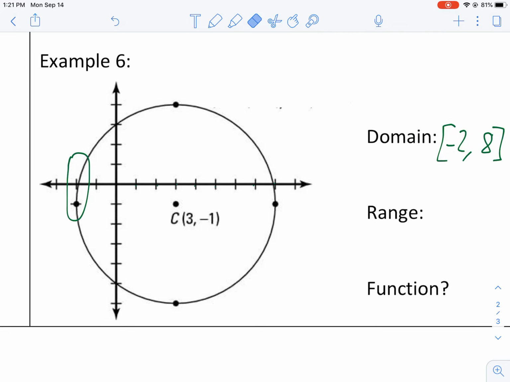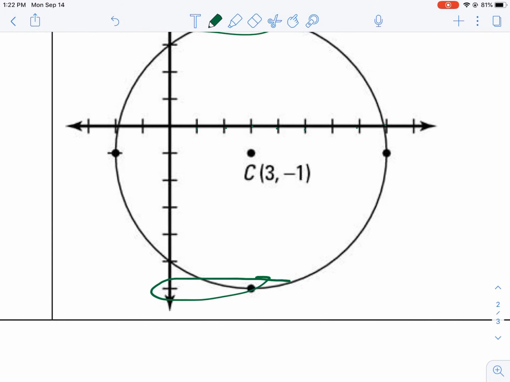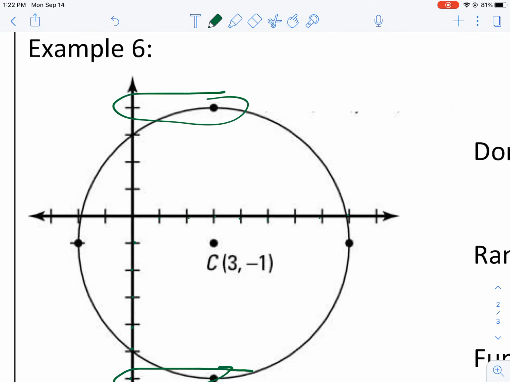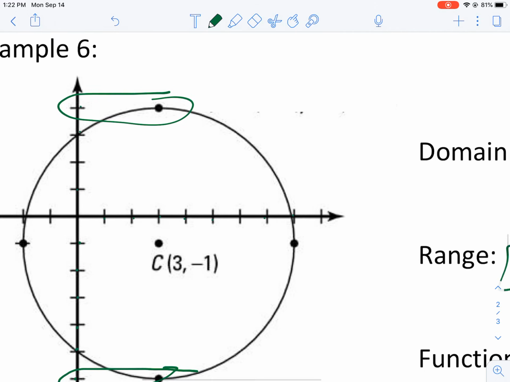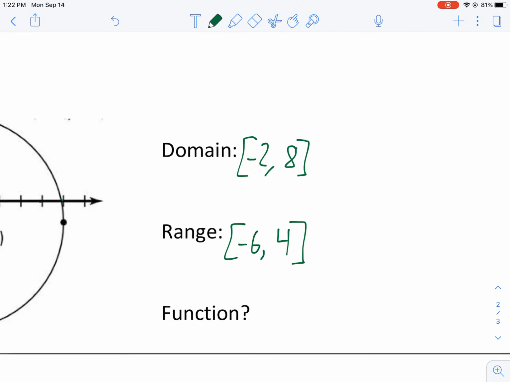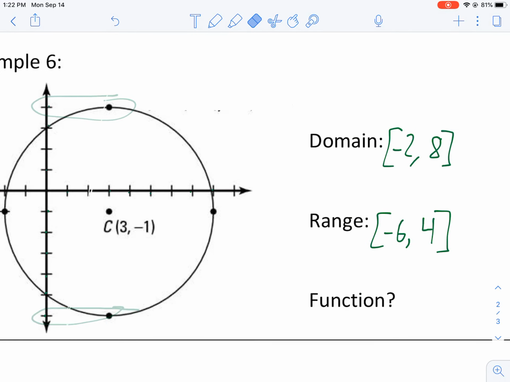Then for range, we're going bottom to top. So we're going to look at the very bottom of the graph and the very top of the graph. And so we can count again. This is -1, -2, -3, -4, -5, -6. And then it's going up 1, 2, 3, 4. It's going up by 4. And again, we're using brackets because we're actually touching. So most of the time when you have a number, you're going to use a bracket, and then you're just going to use the parentheses for infinity because you can never reach infinity.